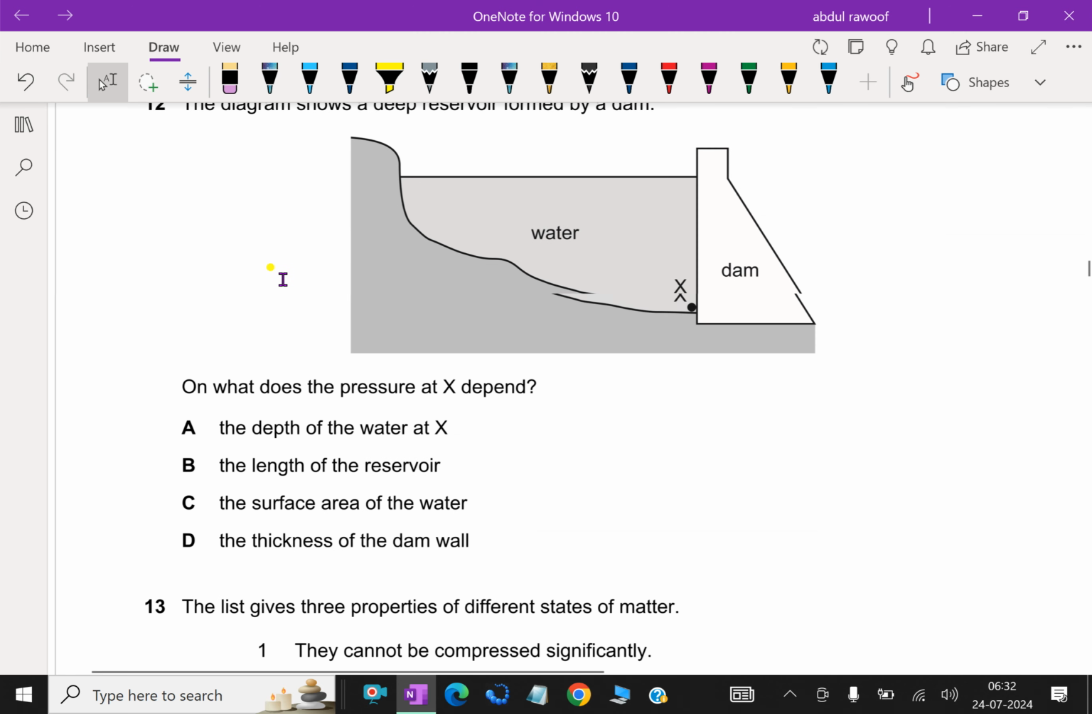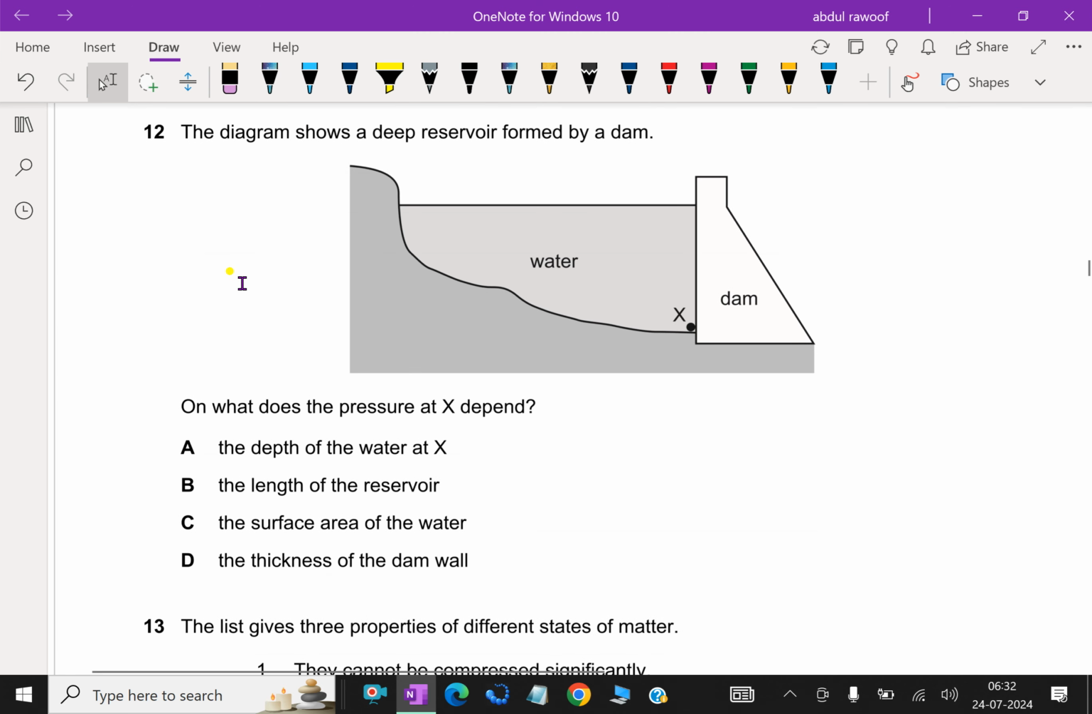So answer D. Next question. The diagram shows the deep reservoir formed by a dam. Here water is reserved in a dam. On what does the pressure at X depend? The pressure in the water depends on the depth. So the depth of the water at X matters. The length of the reservoir will not affect the pressure of the water. Surface area is not affected. Thickness of the dam wall is not affected. So answer A.